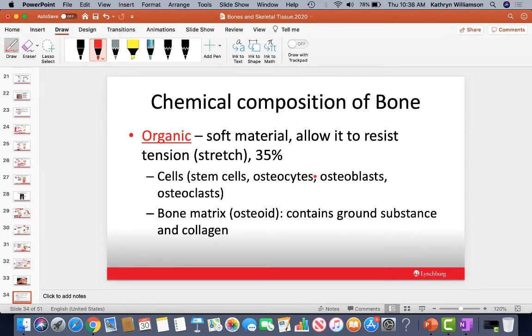Okay, in terms of chemical composition of bone, what do we see? We've got both organic and inorganic materials that make up our bone. Organic is going to be the softer material that we see. It accounts for about 35% of the total bone, and it's going to allow it to resist tension or stretch. Because it's softer, it's going to actually give bone a little bit of bend. And that's very helpful. So organic components of bone are going to be the cells that are present in bone. So here's our cell types that we've talked about. We also have our bony matrix, which we call osteoid, and that's going to be our ground substance and collagen fibers that we see in the bony matrix.